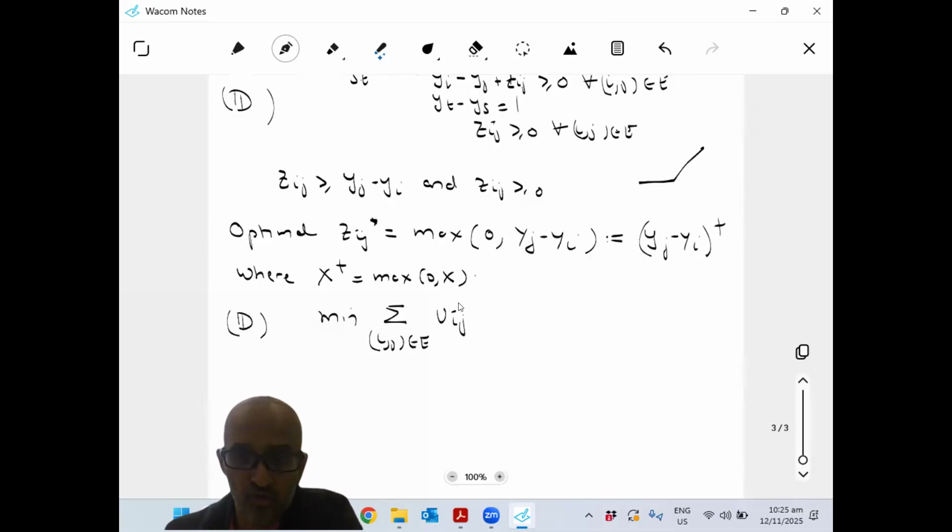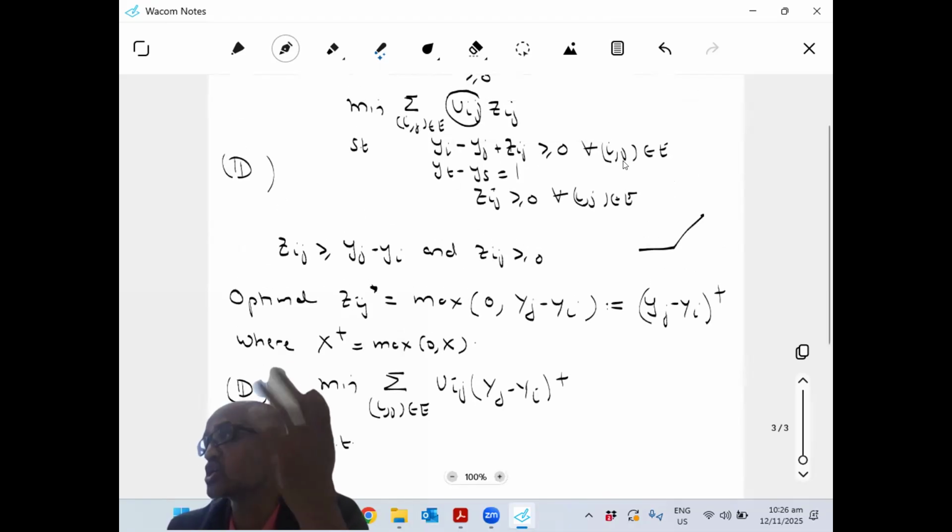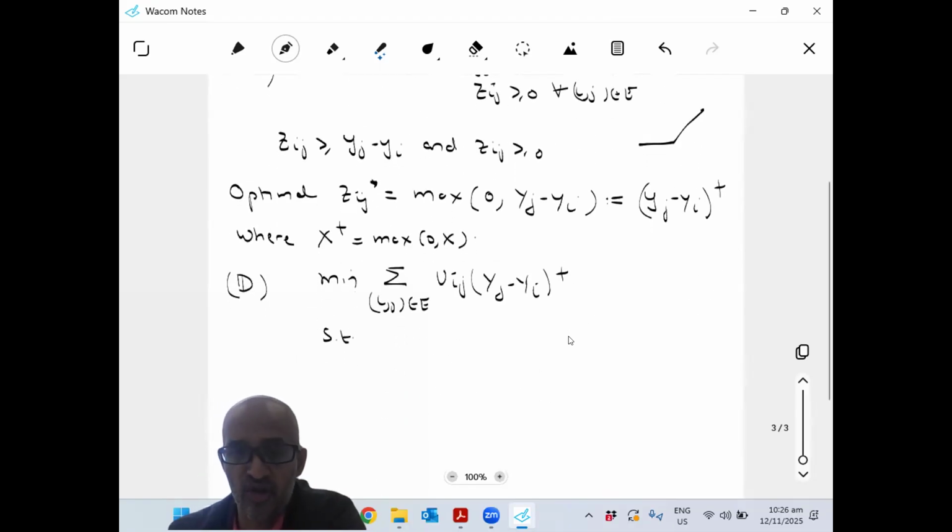So this is (yj minus yi) plus, subject to, now because this condition I've satisfied with this choice, my only constraint here is yt minus ys is equal to 1. That's all.